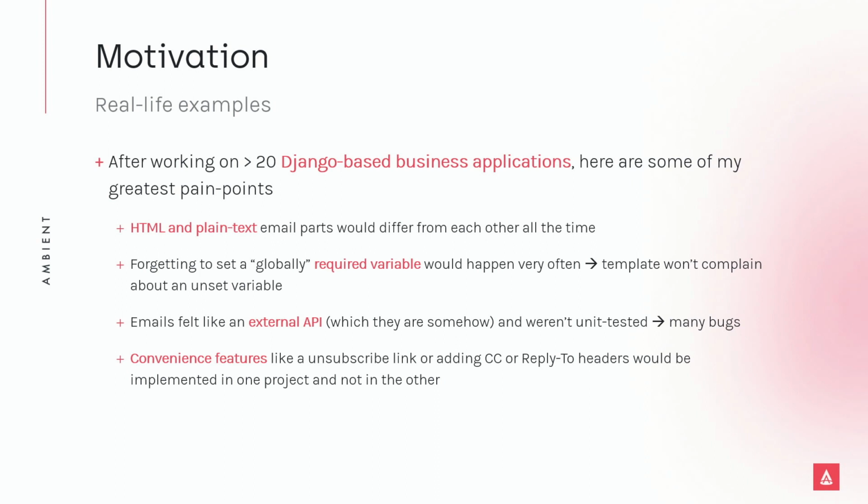Emails felt kind of like an external API, even if the code was in my code base, and therefore they weren't unit tested. I mean, emailing is kind of an external API. I come to this later, but not having tests, as we have heard from Will a few minutes ago, is not so nice. So this would lead to many bugs. And I would find myself building convenience features like the unsubscribe link or setting some headers in every project again and again and again. And this was, again, tedious.